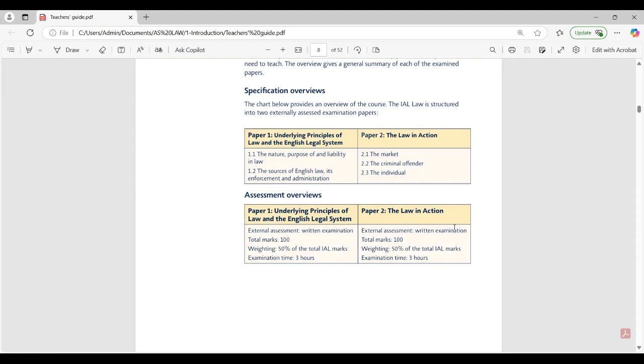You will get a gap between the 2 papers, maybe a few days. Anyway, remember, there is no AS exam. I keep repeating this because it is a question that students always come up with: why is there no paper after 1 year as in other subjects? It's because law is considered a linear subject, which you have to learn for 2 years and then write the examination. So that is the specification overview and the assessment overview.